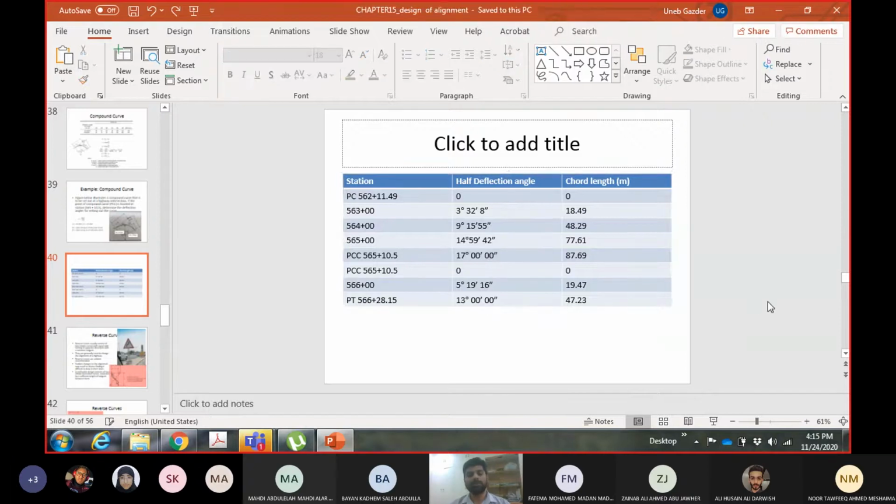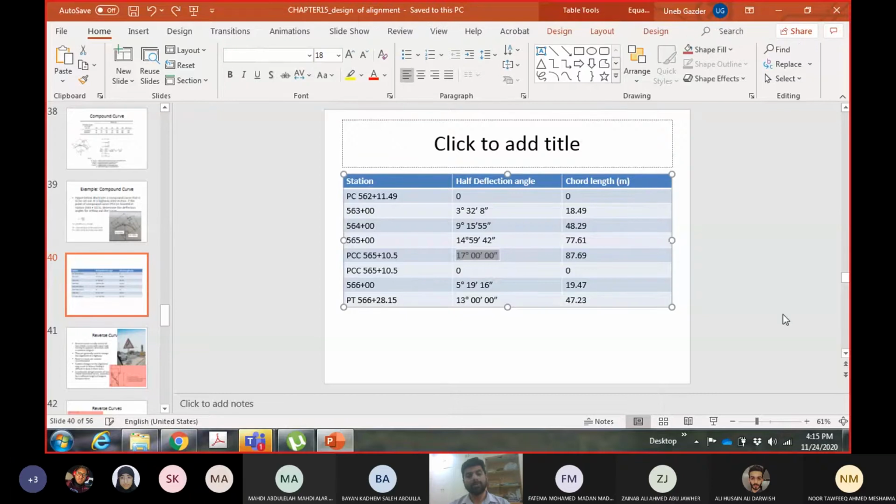Total deflection angle was 34. Half of it is 17. So you don't need any ratio or degree of the curve here. And when you use this angle to calculate the chord length, you get 87.69 meters.